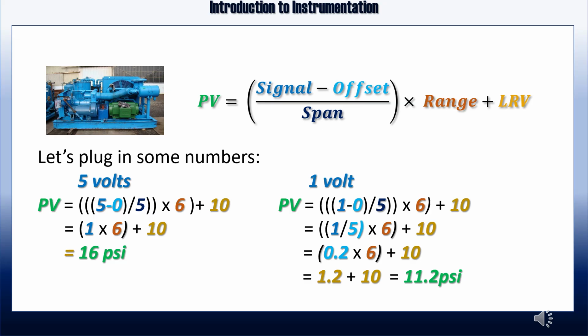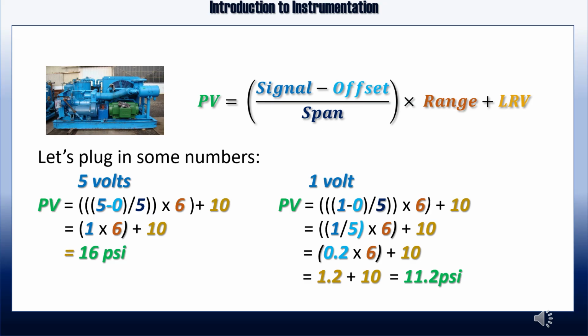So our process variable, and I've changed the formula somewhat so I can keep in mind that I take all of the steps in the proper order. The first thing I have to do is take my signal and subtract our offset. Well, that's pretty easy. It's 5 take away 0, which gives me 5. The next thing I have to do is divide that by the span, which is 5. That brings me down to 1. When I'm finished with all that, I'm going to multiply it by our range, which in this case is 6 psi. And the last thing I'm going to do is add back the lower range value.